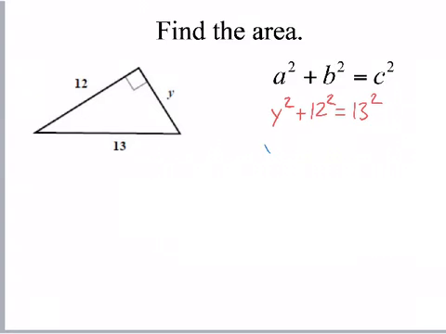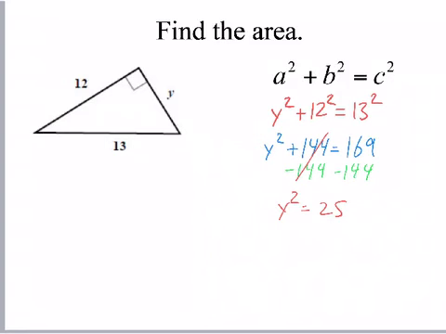And now I'm solving this. So y squared, not equals, sorry. Y squared plus 144 equals 169. And then we're going to solve this for y. So we're going to minus 144. We got y squared equals 25. And then we're going to square root both sides, and we have y equals plus or minus 5, which means that y is 5 because we don't want the negative answer for this. So this over here is 5.